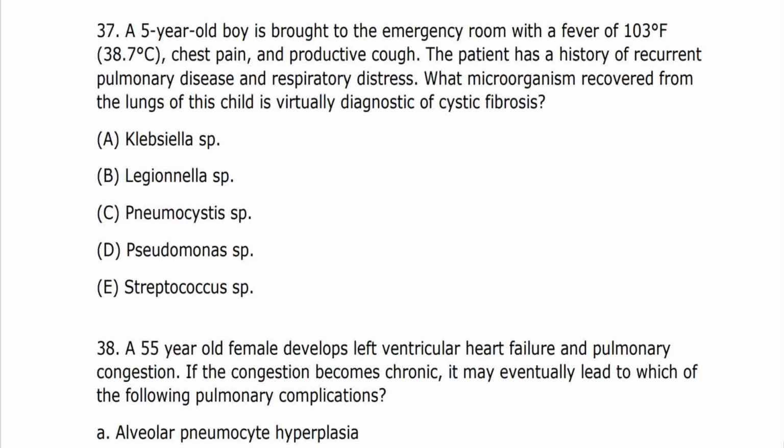Question 37. A 5-year-old boy is brought to the emergency room with a fever of 38.7, chest pain, and productive cough. The patient has chest pain, has fever, he has cough. The patient has a history of recurrent pulmonary and respiratory distress. What microorganism recovered from the lung of this child, who is diagnosed with cystic fibrosis, is most likely?